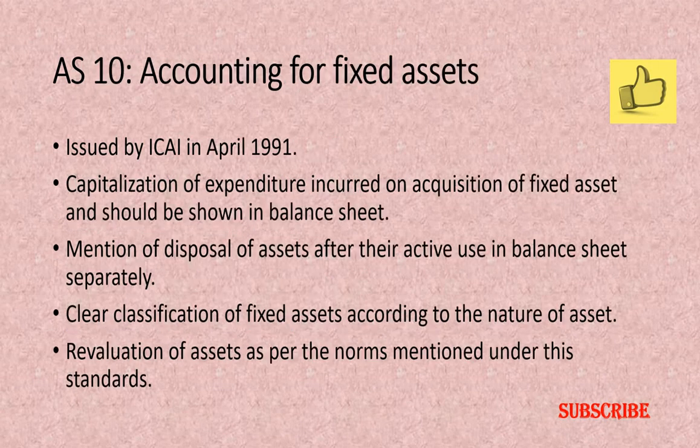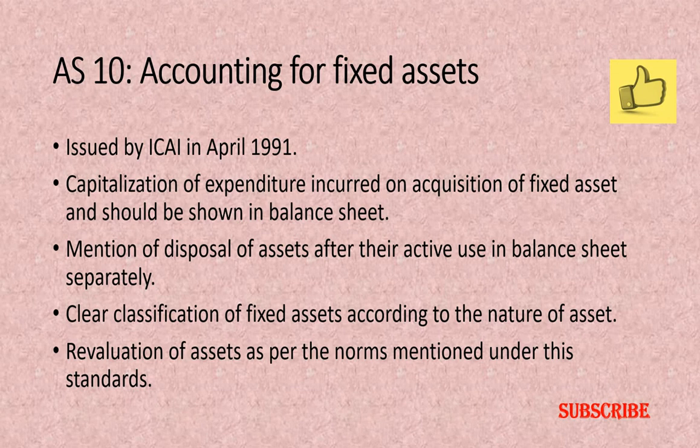Then the next one is AS10, that is accounting for fixed assets. This was issued by the ICAI in April 1991. This standard deals with the accounting of fixed assets. The term fixed assets connotes an asset held with the intention of being used for the purpose of producing or providing goods or services, and which is not held for sale in the normal course of business. The standard relates to the accounting of the fixed assets of the cooperative societies.